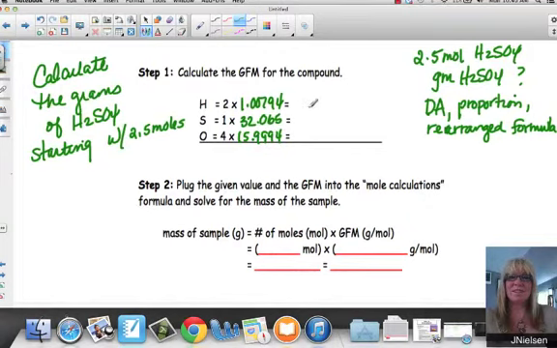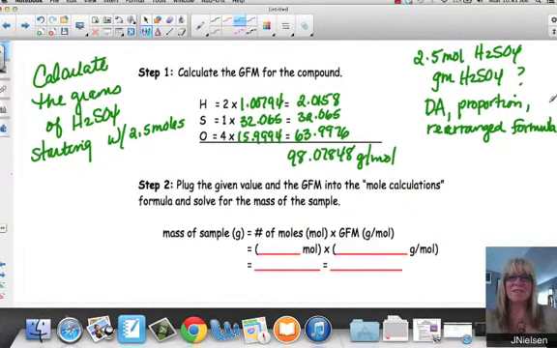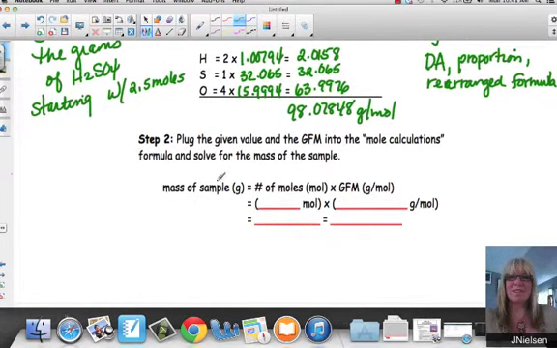So let's extend these out. 2 times the mass of hydrogen gives me 2.0158. We've only got one sulfur, and we've got 4 oxygens, 63.9976. So the sum of that is 98.07848, and that's grams per mole. All right, so this is the rearranged formula one that we did. So this is simply going to be 2.5 moles times 98.07848, and that's going to equal 245.1962.